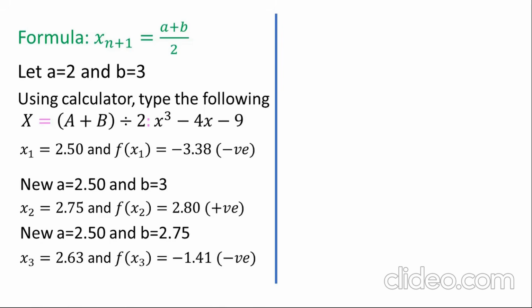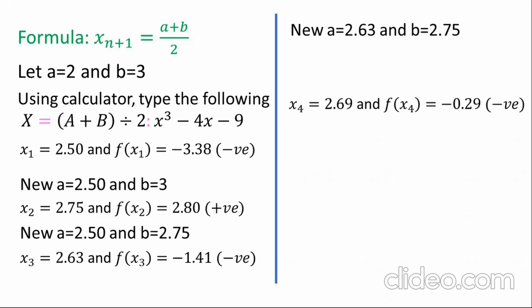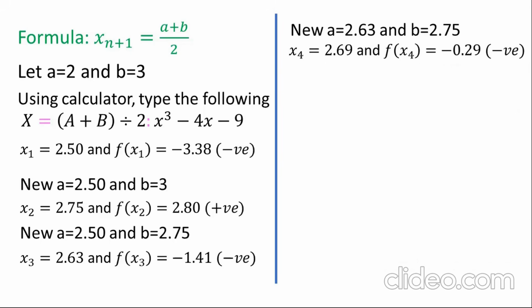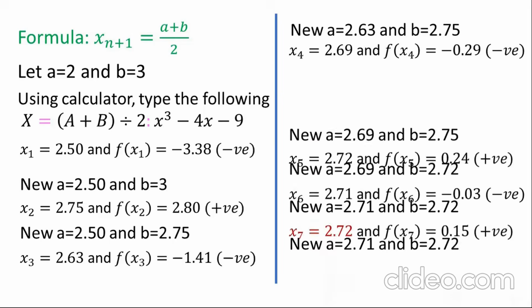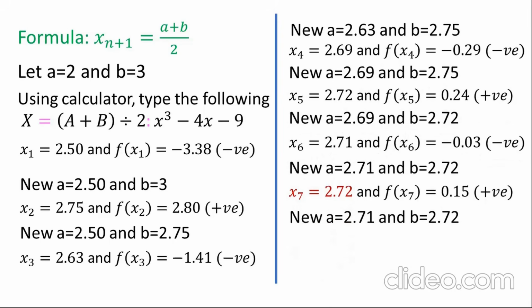I will show the calculation in the calculator also. Okay, so then the immediate negative and positive occurs in the second and the third iteration. Therefore we need to replace a and b value. Therefore our new a value will be 2.63 and b value will be 2.75. We will be getting x4 as 2.69 and f of x4 as minus 0.29. Okay, so I will show how these values come, right? And then in the successive approximation we are getting these values. Up to the 7th iteration I will show in the calculator, right? In the next iteration we will be getting our final value.